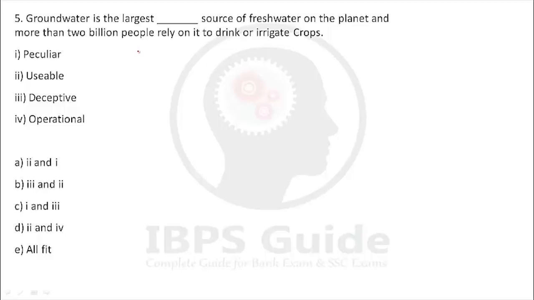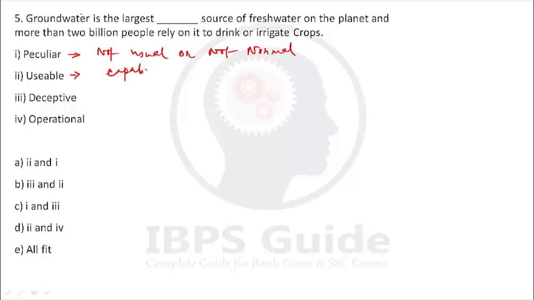Groundwater is the largest source of fresh water on the planet, and more than 2 billion people rely on it to drink or irrigate crops. So definitely groundwater, which is largest. Peculiar, it is not possible. Peculiar means not usual, not normal, that is called peculiar. Usable, everybody knows that, capable of being used.